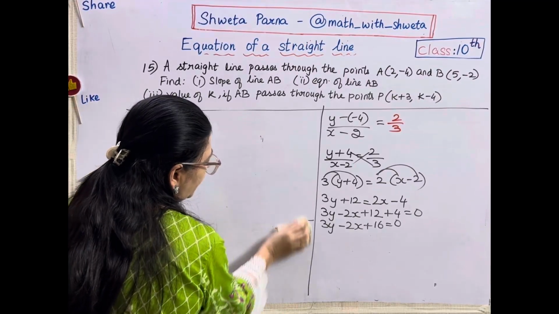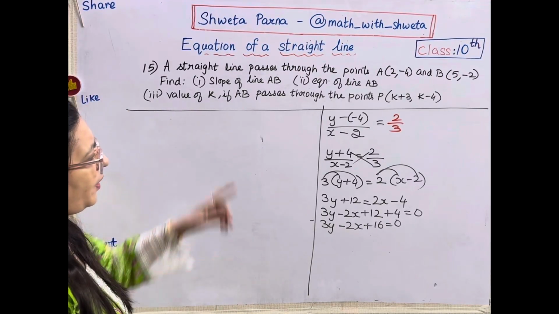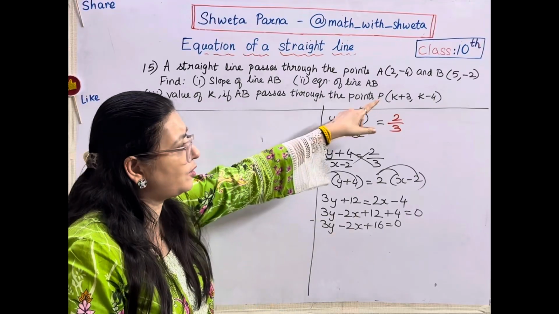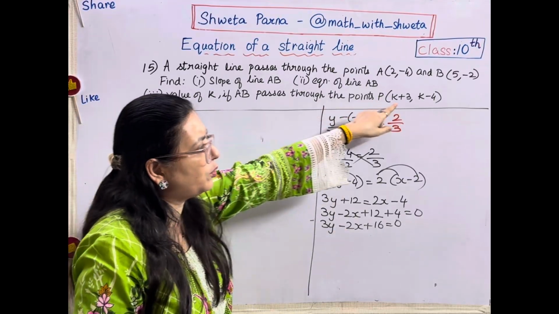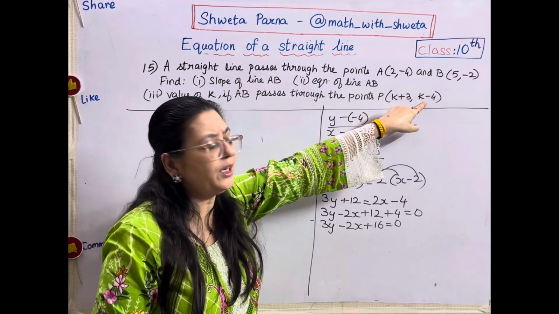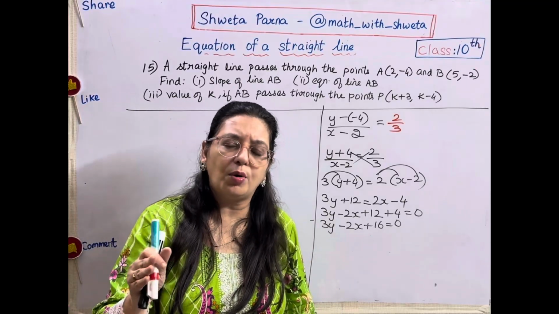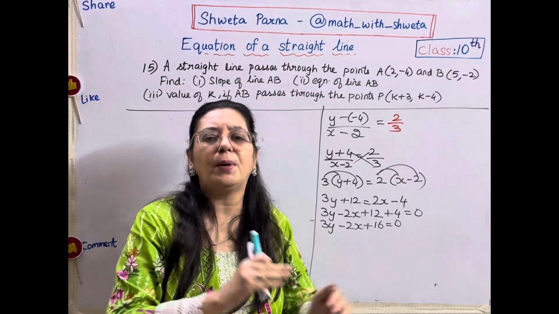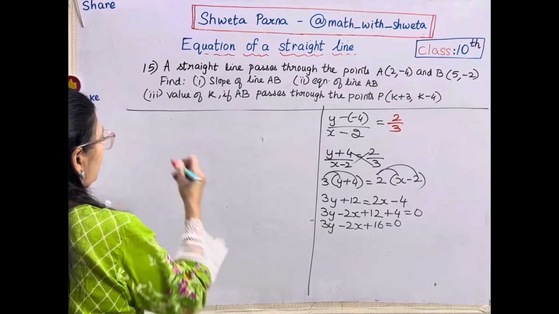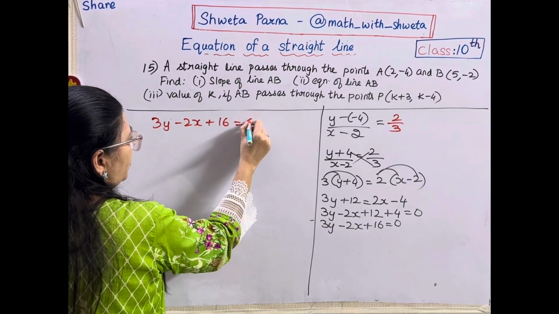The third sub question is, you have to find the value of k if AB passes through this point which is P. Now this line passes through this point. So what you will do, in place of the x coordinate, you will substitute this. In place of y, you will substitute this. Always, children, I told you, when a line passes through a point, the coordinates of that point will satisfy that equation. So here you got the equation as 3y minus 2x plus 16 is equal to 0.